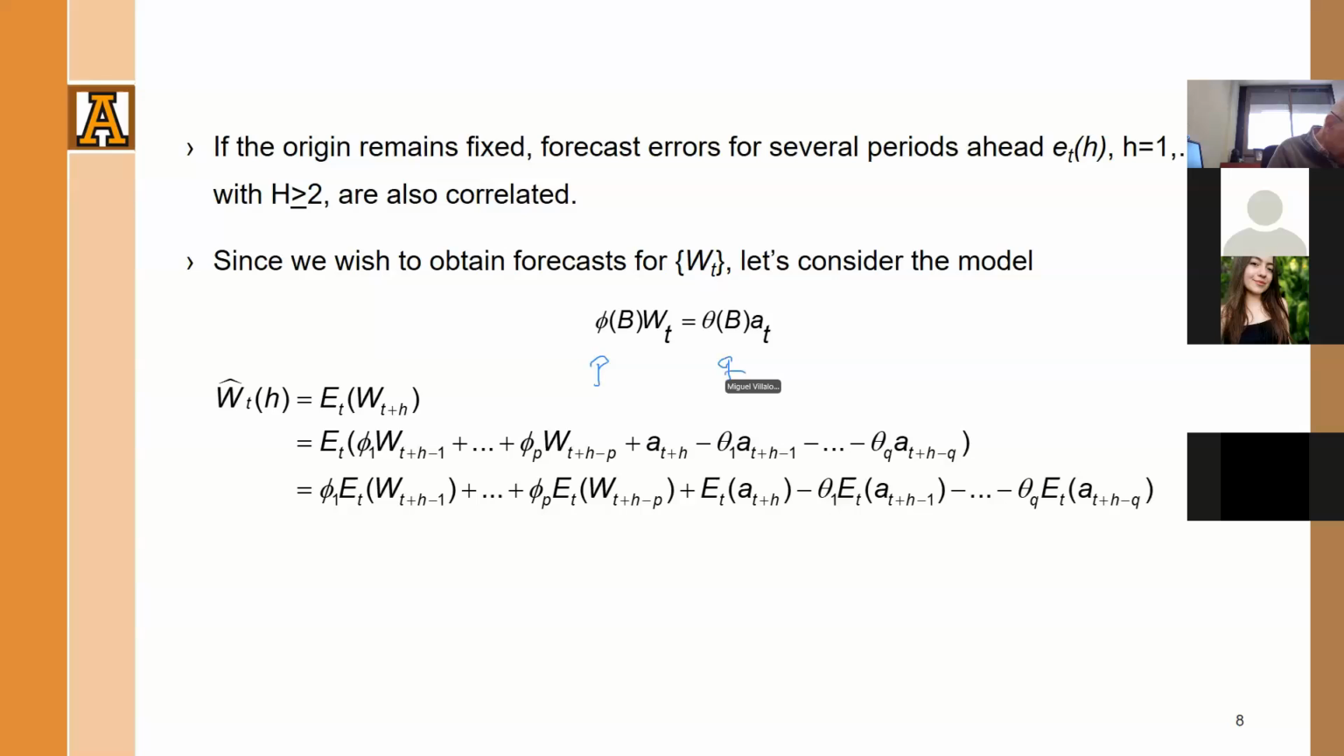If we now compute this expectation, that will be phi 1 times the conditional expectation of WT plus h minus 1, all the way up to phi p times the conditional expectation of WT plus h minus p, plus the conditional expectation of AT plus h, minus theta 1 times the conditional expectation of AT plus h minus 1, all the way up to theta q times the conditional expectation of AT plus h minus q, given that we are sitting at time t. We know from time t and the past.